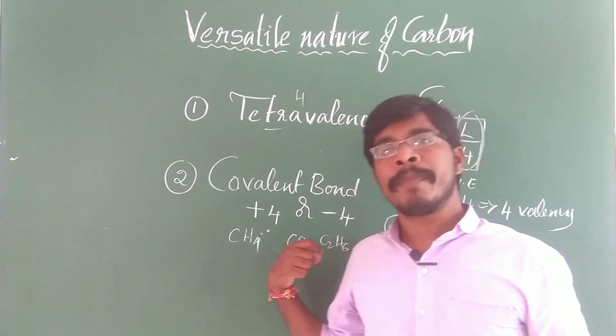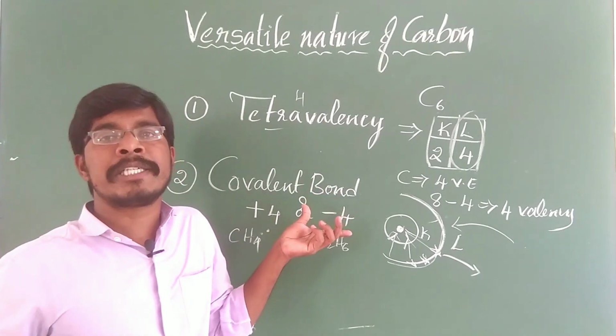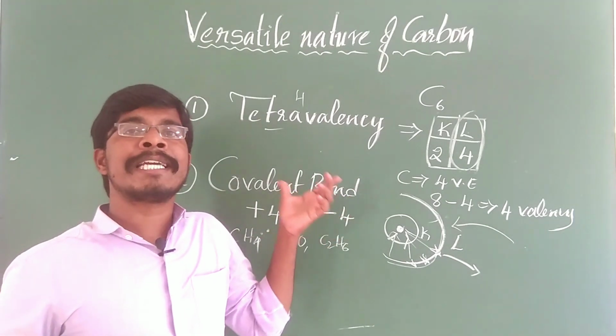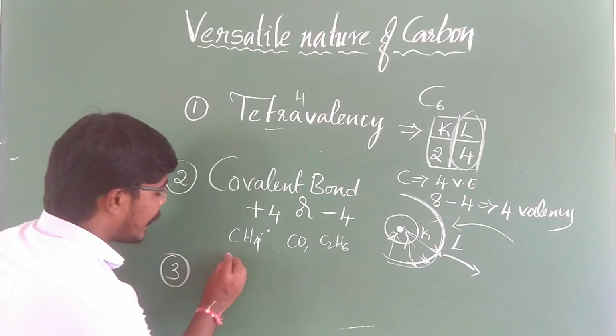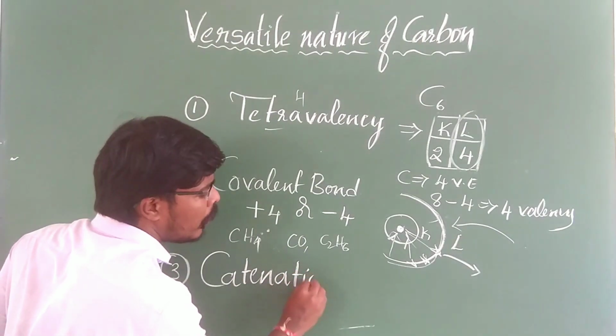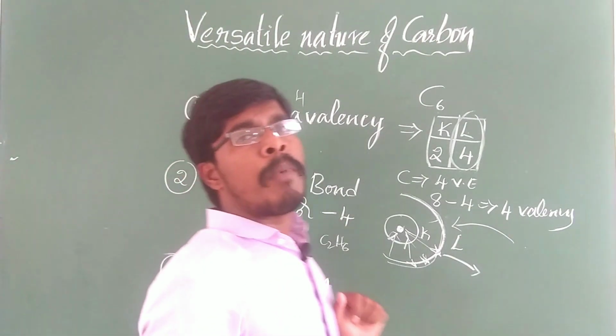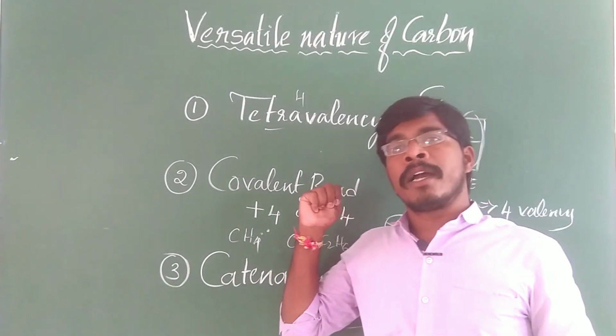No other elements do like this. Due to that, this is also one of the unique natures of carbon. Then the third one is about catenation. Catenation is a very important, most important and beautiful character which exists in the carbon atom.